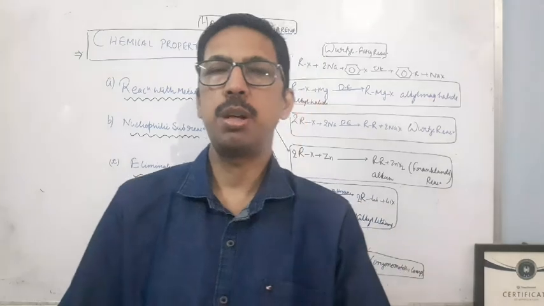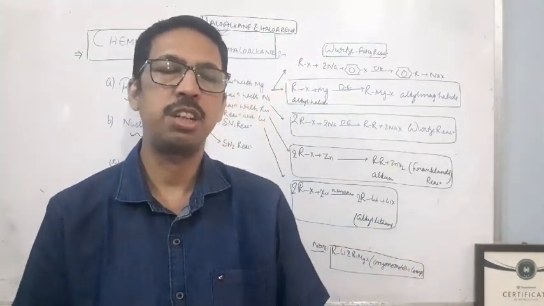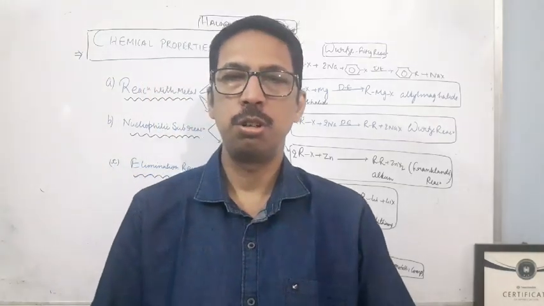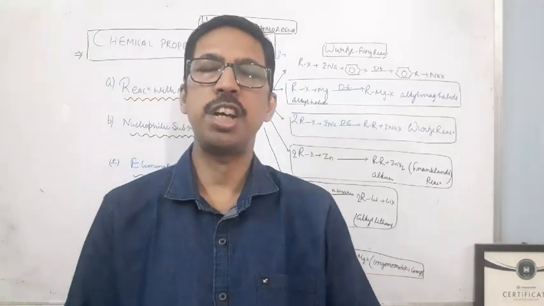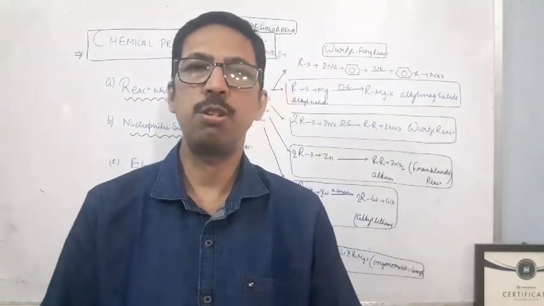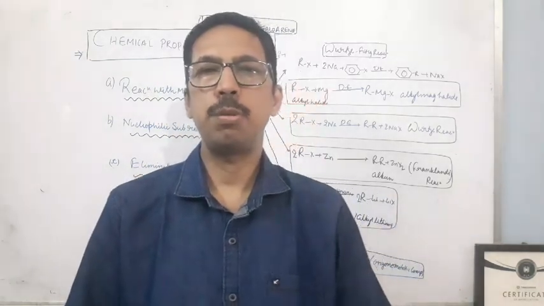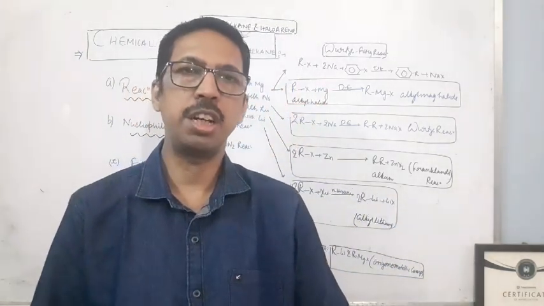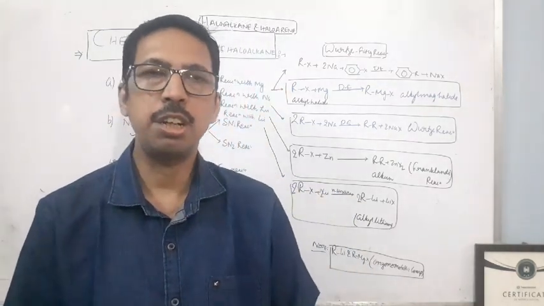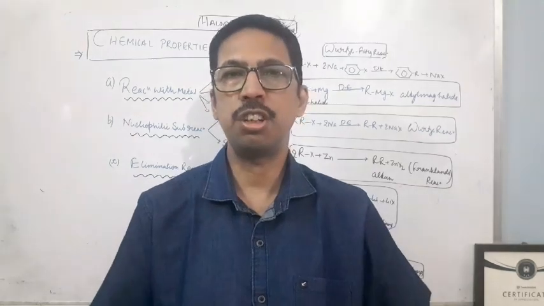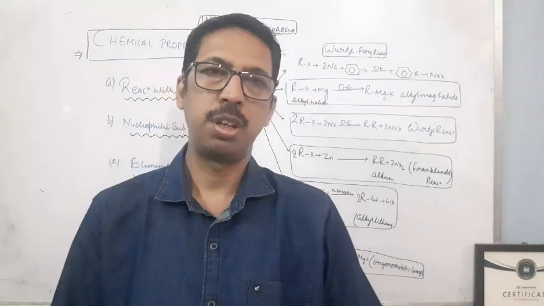In last class we have already discussed preparation of haloalkane and haloarene, and in this particular class we are going to explain the important chemical reactions shown by haloalkane and haloarene. What type of chemical reaction is shown by haloalkane? First of all, we'll try to understand. The first category of such type of reaction is the reaction with metals.